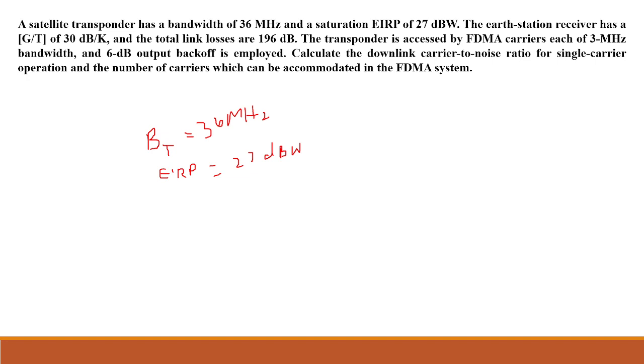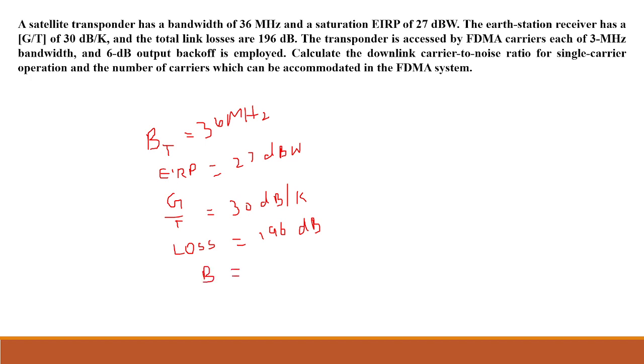Then they gave the G by T ratio, which is equal to 30 decibel per Kelvin, right? Gain in terms of decibel, temperature in terms of Kelvin, therefore decibel per Kelvin. Then they gave the total link loss, which is equal to 196 decibel.